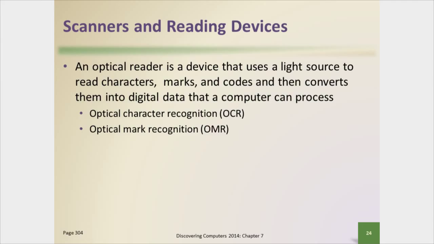An optical reader is a device that uses a light source to read characters, marks, and codes, and then converts them into digital data that a computer can process. So the idea behind an optical reader is that it does more than just capture that image. It actually processes it and turns it into information.